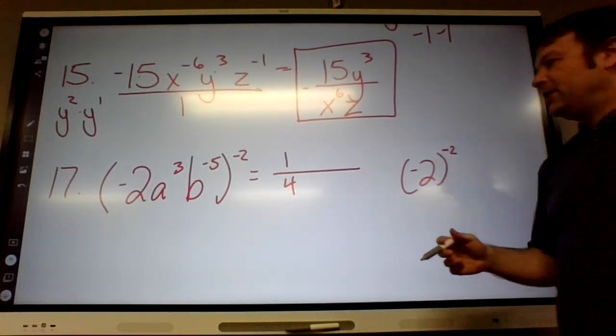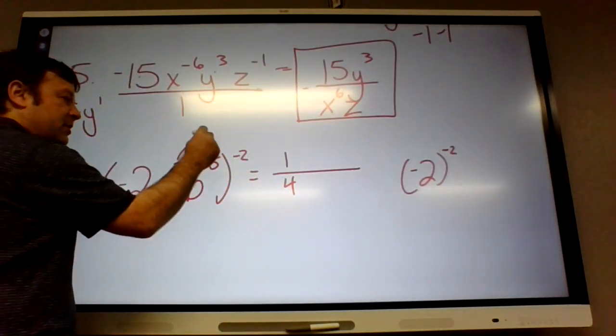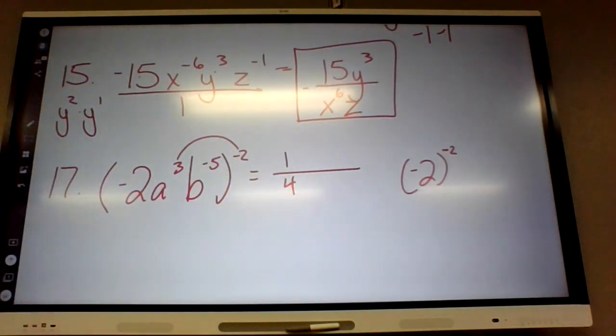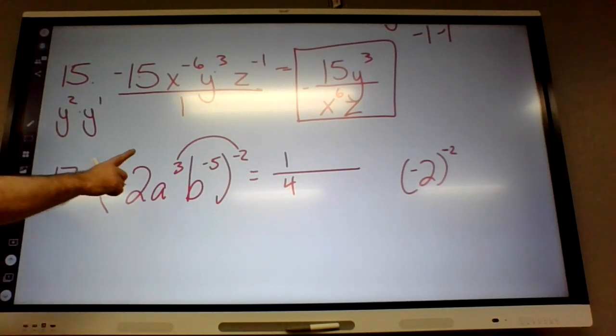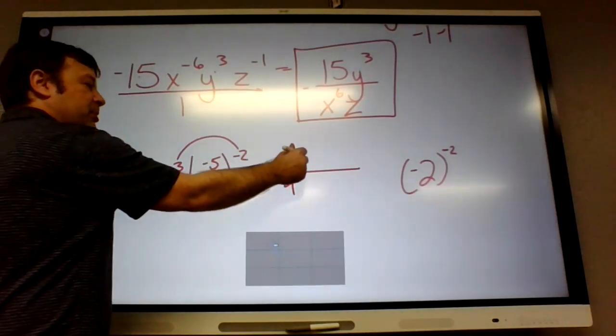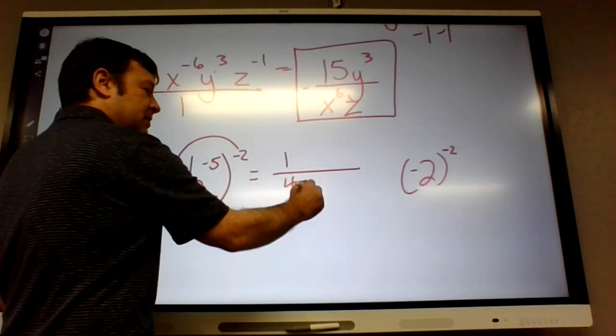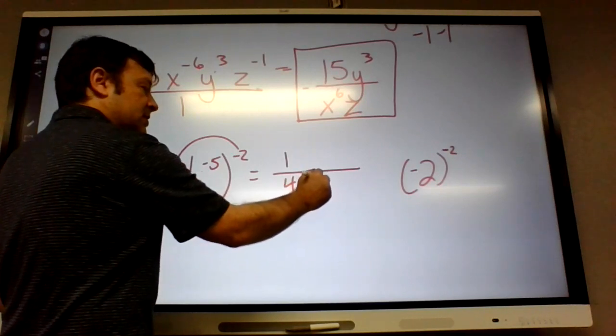Okay, and then Josiah, do you know what we're going to do with these exponents? A to the third to the negative 2. Add, multiply, what? Multiply. So that would be 3 times negative 2 is negative 6. So I could put a to the negative 6, but let's go ahead and move it to the bottom as a to the 6th.